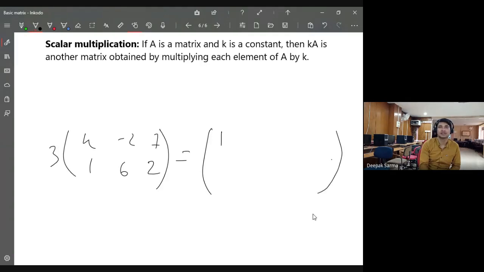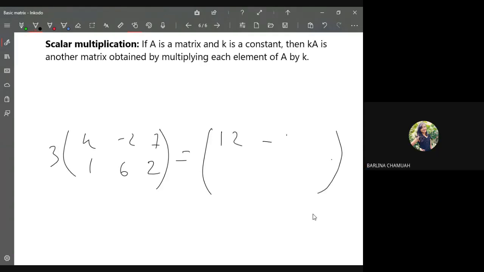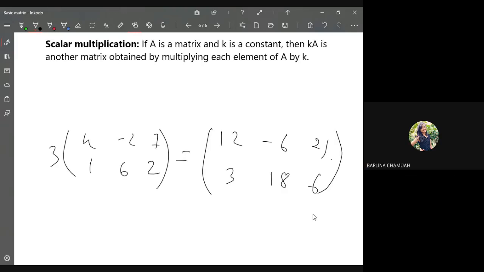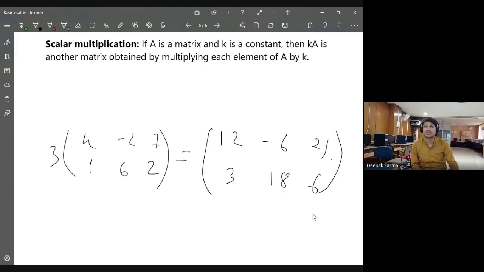3 with 4 gives 12. 3 with minus 2, minus 6. 3 with 1, 3, and 3 with 6, 18. So isn't it very easy? Because it is scalar multiplication, it's very easy. But if you go for matrix multiplication, it is a bit complicated, but not that complicated.